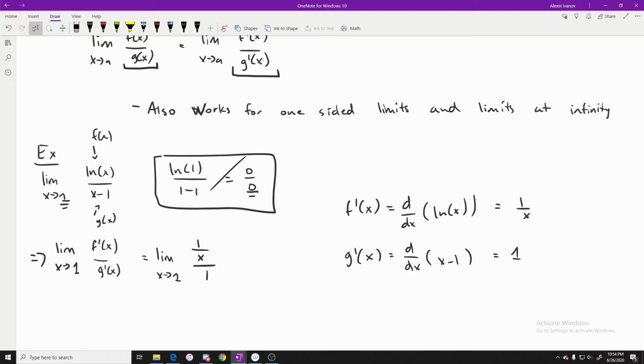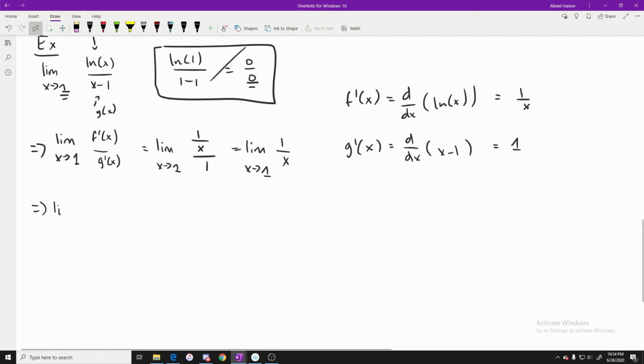And now we can go on to simplify this by saying that it's just the limit as x approaches 1 of 1 over x. And now the limit is pretty easy to solve. We're now able to plug in this 1 because there's no error plugging it in. This function is continuous at 1. So we can just plug it in and we would get that the limit of 1 over x is equal to 1 as x approaches 1. So there you go. This is how we would go about solving this limit using L'Hopital's rule.